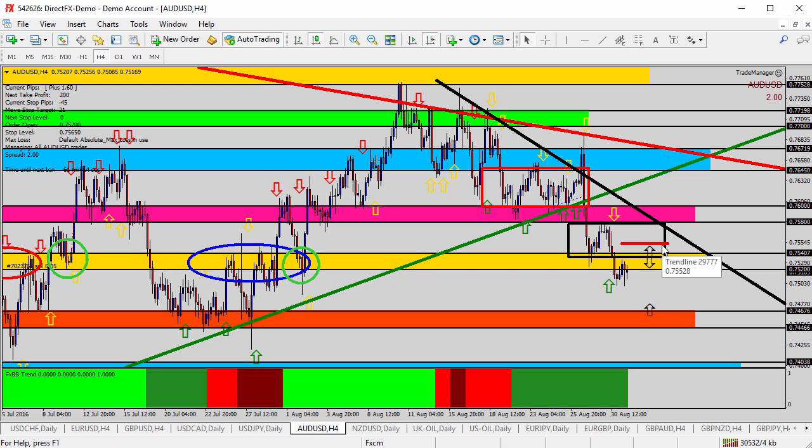We know what the risk is. The risk, that little red line right there, represents a potential stop loss. I currently have a 45 pip stop loss on the trade, so that's the risk. Selling 75.20, risking a 45 pip stop loss.